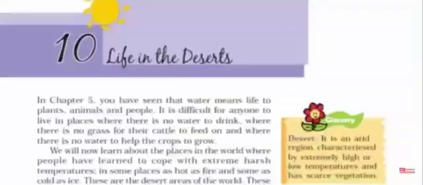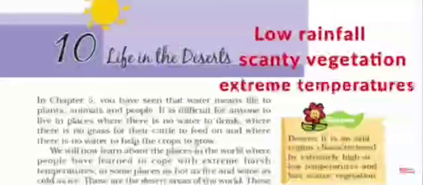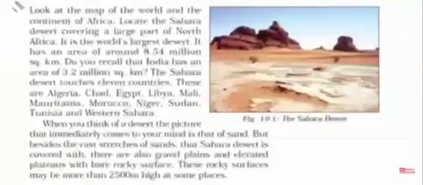7 Geography. Chapter 10, Life in the Deserts. Whenever we think of desert, we think of low rainfall, scanty vegetation, and extreme temperatures. And depending on the temperatures, they can be hot deserts or cold deserts. In this chapter, we will be reading about deserts around the world and how people have adapted to the extreme temperatures of these deserts. The first topic is the Sahara Desert.